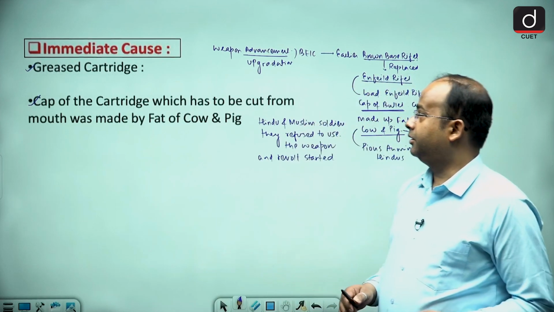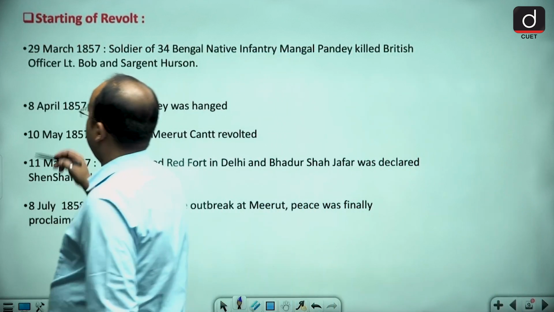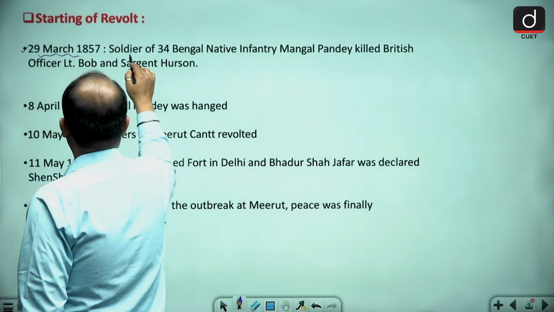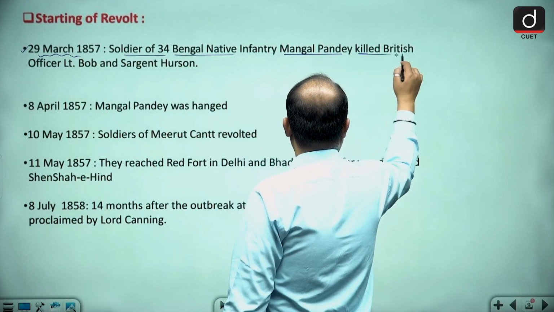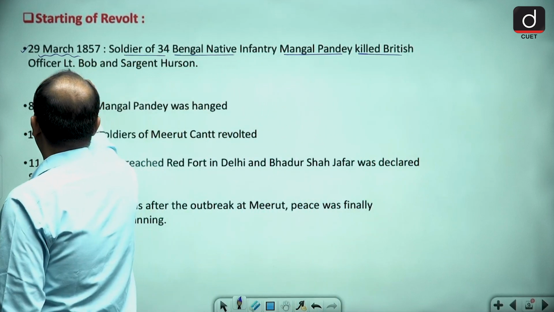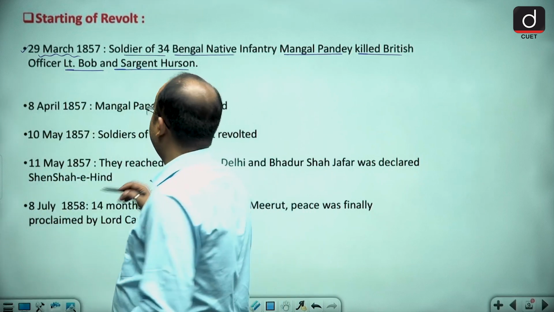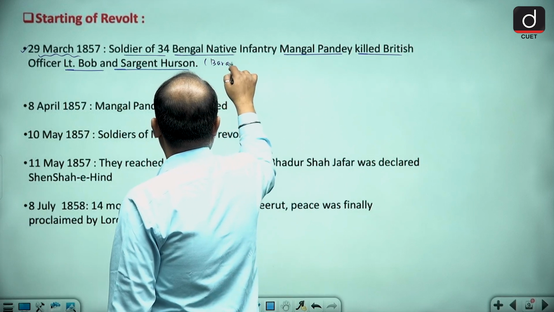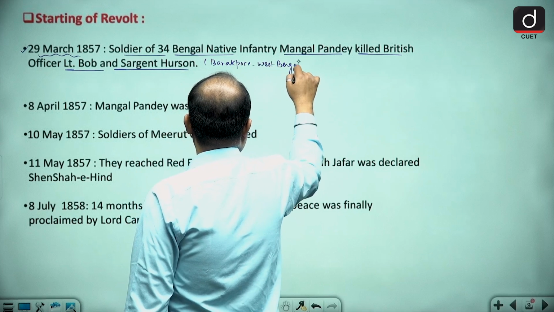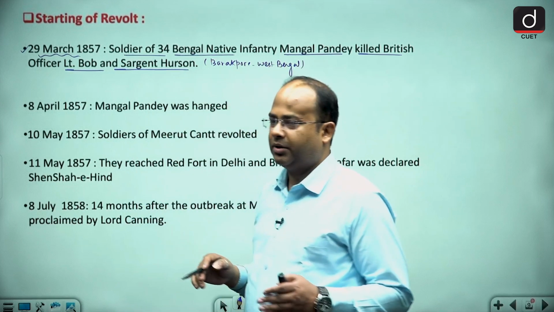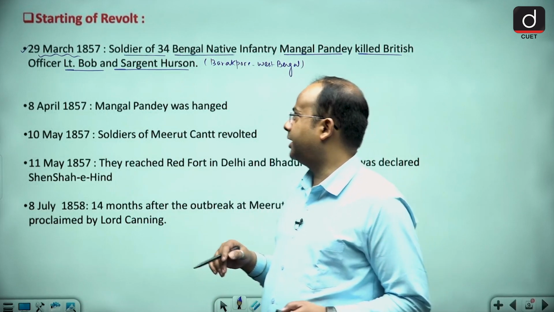Okay. Now let's come to the starting of this revolt. On 29th March 1857, a soldier of the 34th Bengal Native Infantry, Mangal Pandey, killed British officer Lieutenant Bob and Sergeant Hughes. The 34th Bengal Native Infantry was stationed in Barrackpore, guys, which is in West Bengal. Mangal Pandey started this revolt.